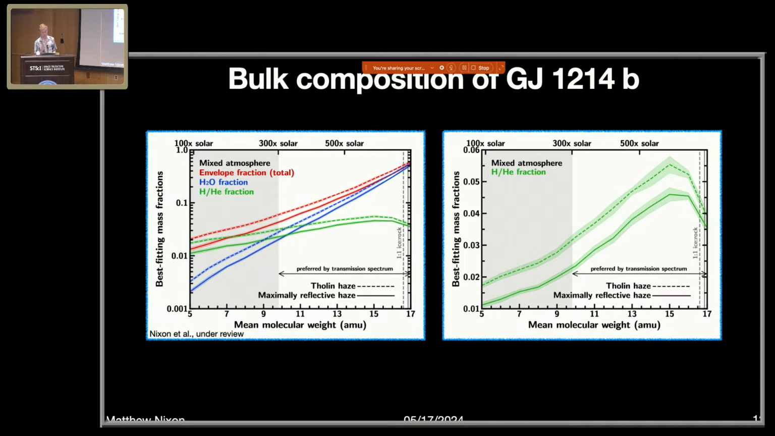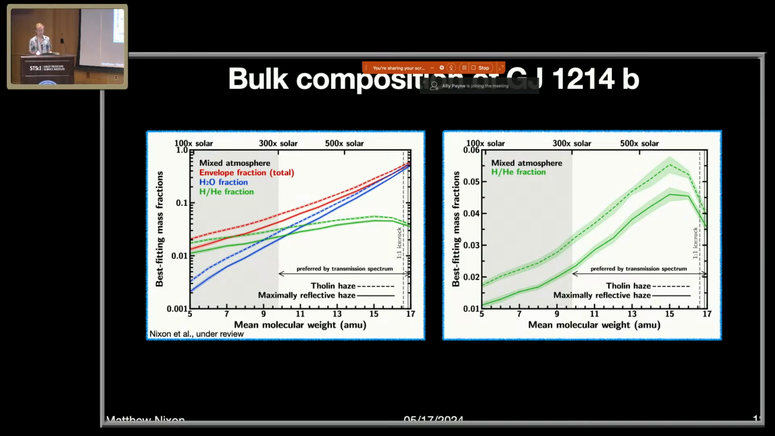If you look at the right-hand panel, I've zoomed in on the hydrogen-helium fraction. We see that when we account for all the different constraints that we get from the emission spectrum and the transmission spectrum, the best-fitting hydrogen-helium mass fractions range somewhere between 2 and 6% for the planet. What I think is really interesting about this is that the inferred bulk fraction depends really strongly on the atmospheric composition of the planet, as well as the haze properties. And so for GJ1214b, it's still quite difficult. We're still only getting a lower limit.